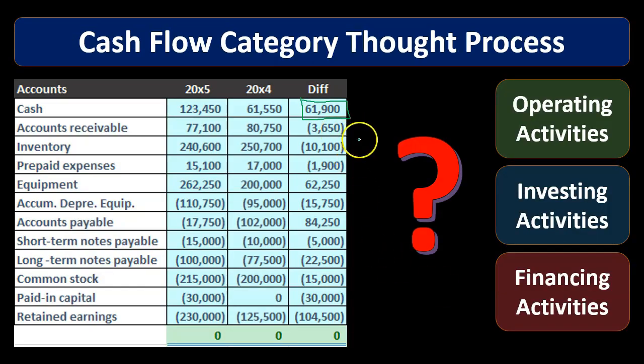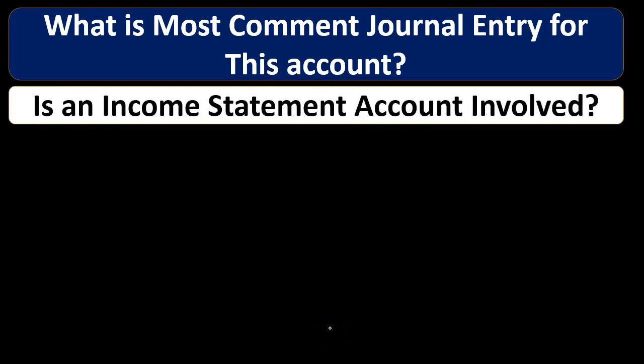Whatever account they're giving us here, we're going to say, let's think about the most common journal entry that's related to this account. There's typically going to be 1 or 2 journal entries that are going to be very common, and we want to just write that down first. Once we know the most common journal entry, then we're going to ask, is an income statement account involved? So when we think about whatever account we're dealing with, we'd write down the journal entry and say, okay, is there an income statement account involved? Is there a revenue account or an expense account involved?